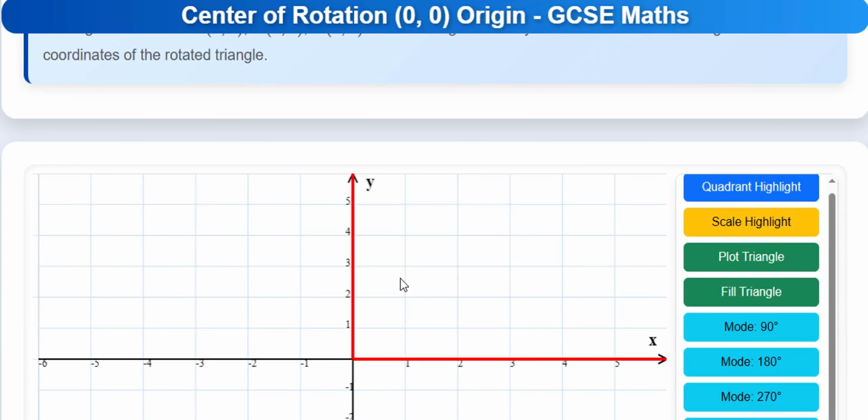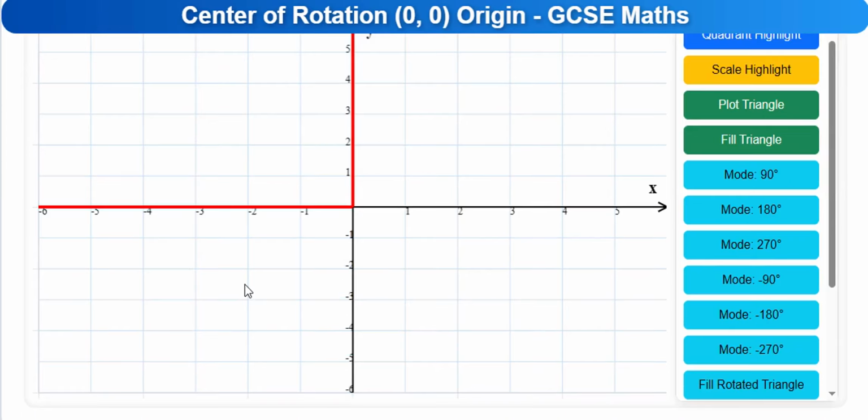In the first quadrant, both the x and y axis scales are positive, as you can see. Then in the second quadrant, the y-axis scale is positive, but the x-axis scale is negative. In the third quadrant, both x and y-axis scales are negative. And in the fourth quadrant, the y-axis scale is negative, but the x-axis scale is positive.